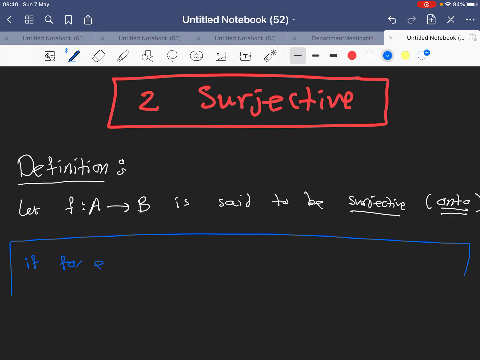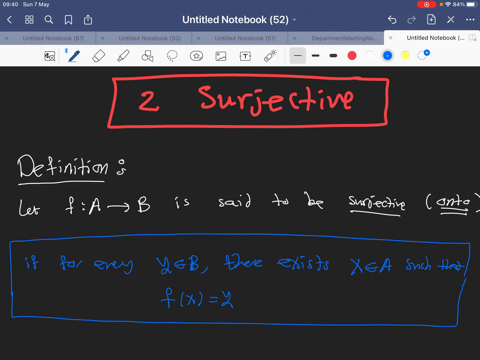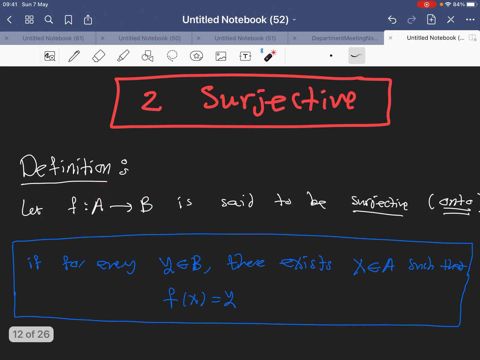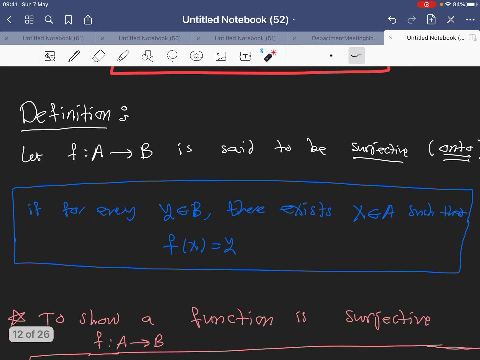If for every y in B, you will find an x in A such that f of x is equal to y. This means anything in the codomain, anything in B, will have an x that goes to this y. So that means we will hit everything in B. Everything in B is an output.